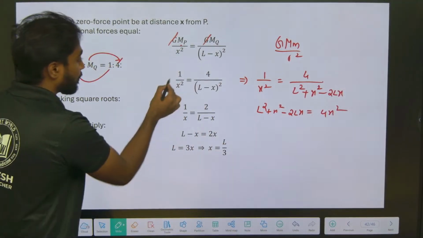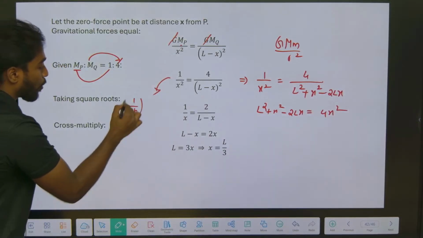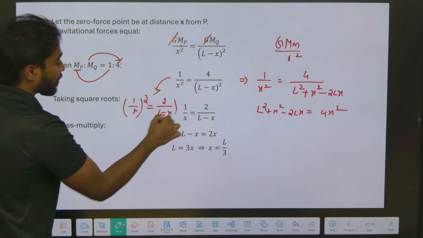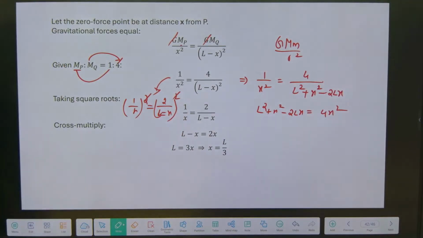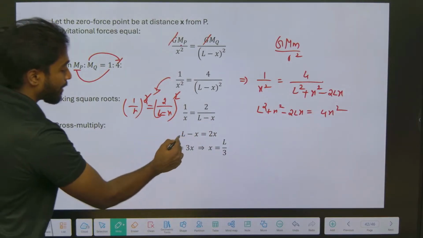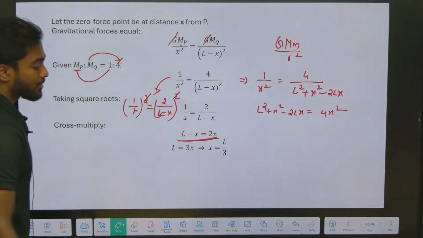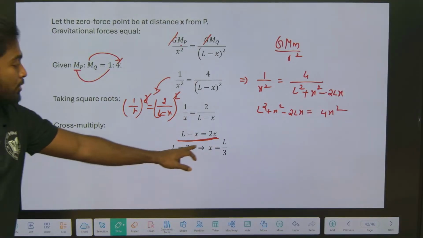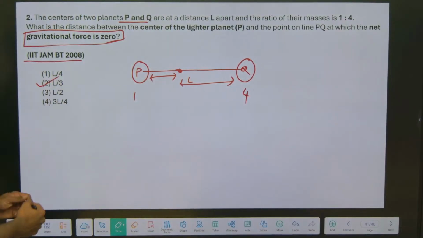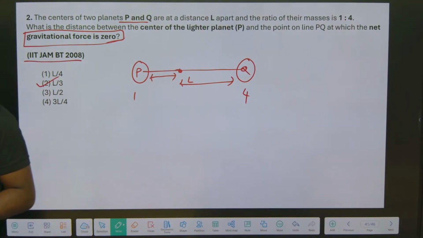Or I can say this one, (1/x)² will be equal to 2/(L−x)². So, 2 will get cancelled. So, 1/x will be equal to 2/(L−x). Cross multiply it: L−x will be equal to 2x. So, x will be equal to L/3. So, what is the correct option here? Option 2 is the answer for this question.